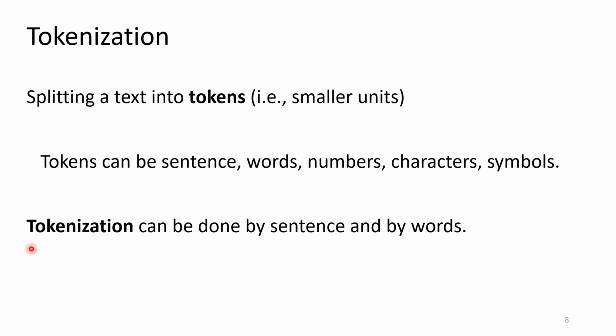Next, let me talk about tokenization. Tokenization is a process of splitting a text into smaller units. These smaller units are called tokens. By splitting the text into smaller parts, tokenization makes it easier for a learning model to understand the patterns in the text. Tokens can be various levels of units, such as sentences, words, numbers, characters, and symbols. So we can apply tokenization at both the sentence level and the word level.